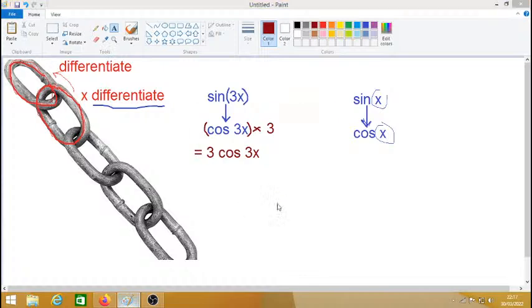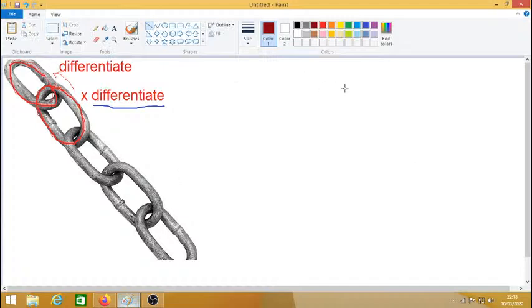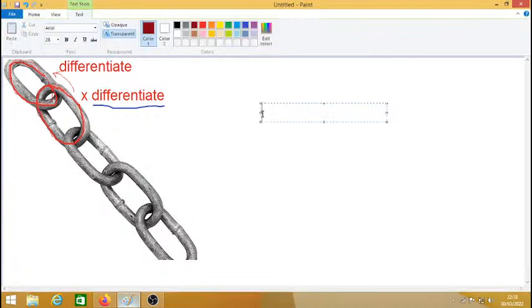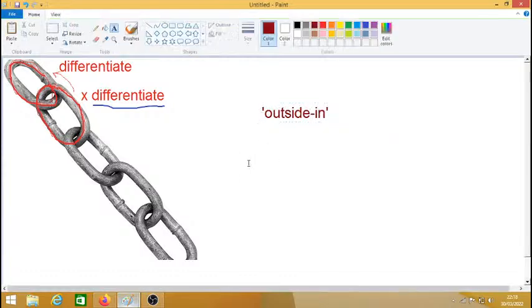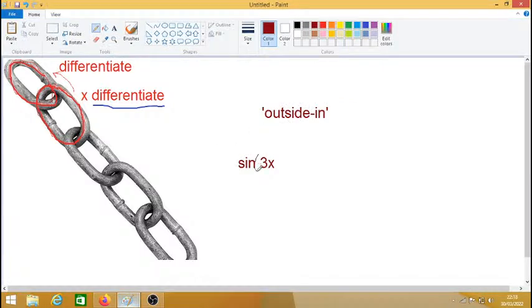Okay, let's try a couple of these to see if you can get the pattern and know what is the first part and what is the second part. To help you understand this, we normally work from an outside in principle. So what you start with as your first part of the differentiation is what's on the outside. So what's on the outside is a sine of something. So you need to just differentiate normally the sine of something.